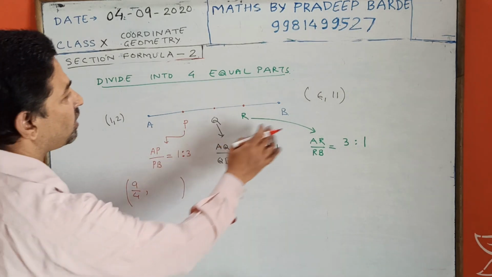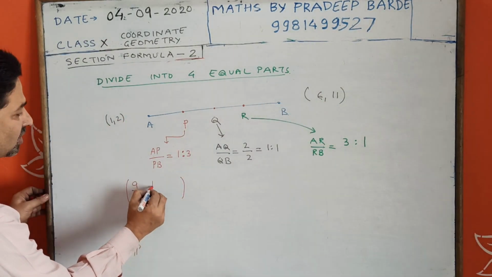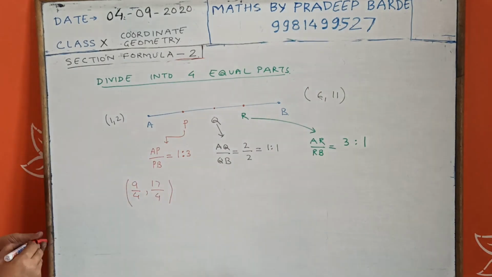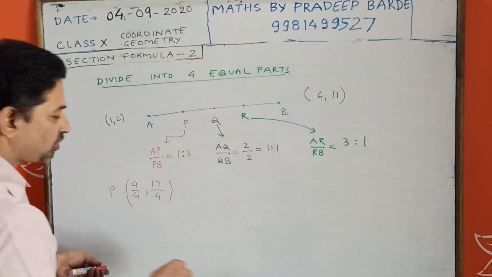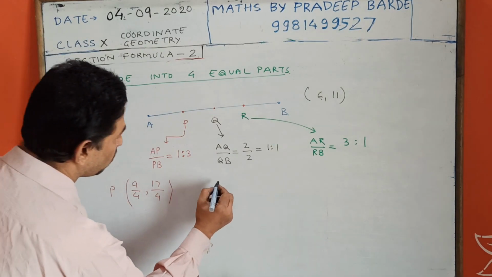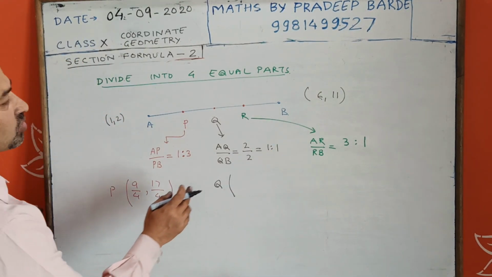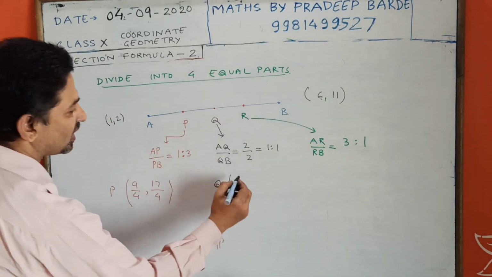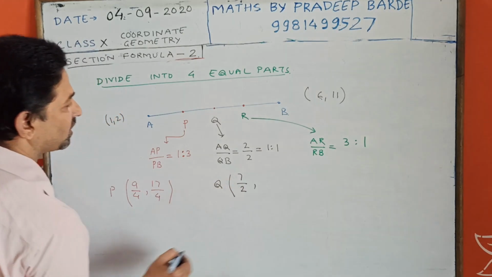Another one, 1 into 11, 11, plus 3 into 2, 6. 11 plus 6, 17 upon 3 plus 1, 4. ये हो गए आपके P के कोऑर्डिनेट्स. These are the coordinates of P. अब हम Q के कोऑर्डिनेट्स कैलकुलेट करते हैं. For Q the ratio is 1:1. 1 into 6 plus 1 into 1. So 6 plus 1 means 7 upon 1 plus 1, that is 2.